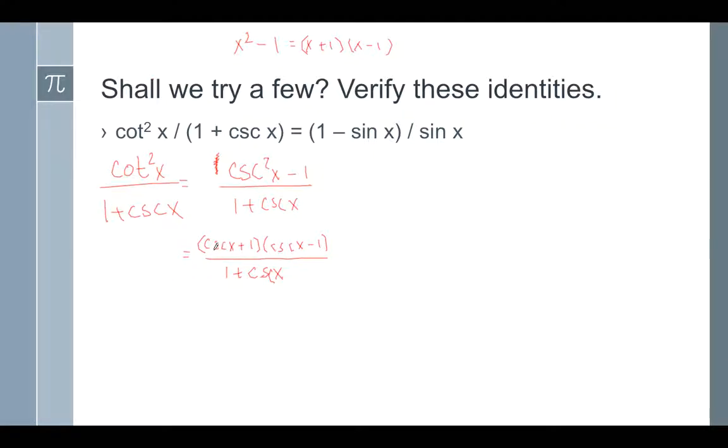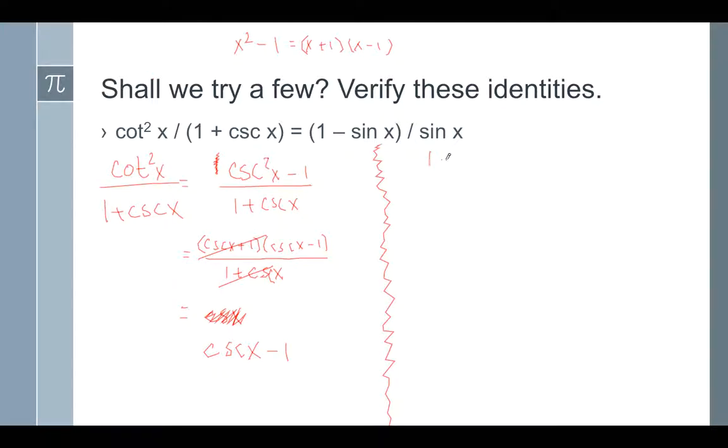And notice I have a cosecant x plus 1 and a cosecant x plus 1, and I'm left with cosecant x minus 1. And you may not be able to see where that goes, so maybe you think, oh, that's as far as that one goes. Let's try the other side.